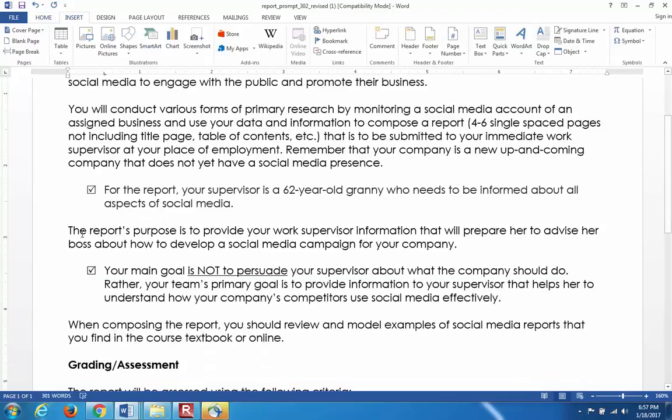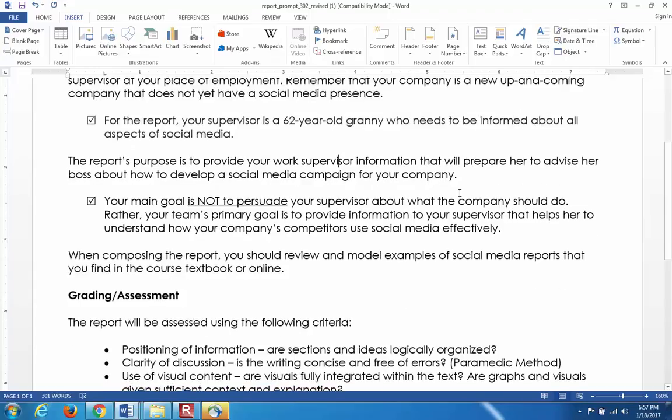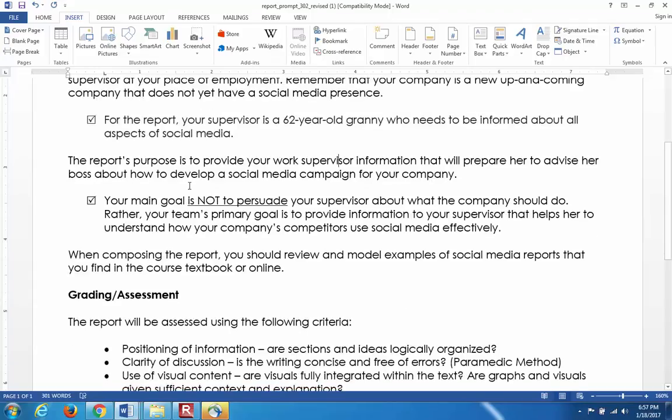So the report's purpose is to be informational. You're going to give your supervisor information, and that should then be used later to help the company make decisions. So your main goal is not to persuade. It is to inform. So think about the verb report. You are reporting information in the report. Okay, you're not persuading.